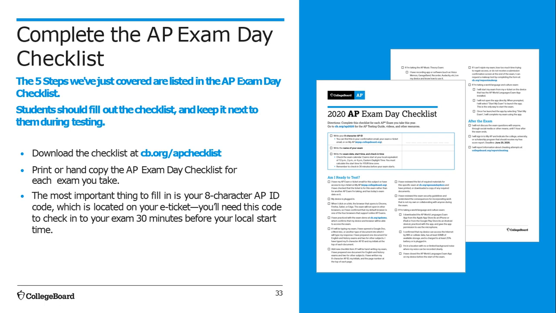All right, complete AP exam day checklist. So there is an actual checklist you're going to want to go through and print off if you can, or at least download, but I'd recommend you print it off. Print or handwrite a copy of the AP exam checklist. The most important thing to fill in is your 8-character AP ID code, which is located on your e-ticket. You'll need this code to check into your exam 30 minutes before the local start time.